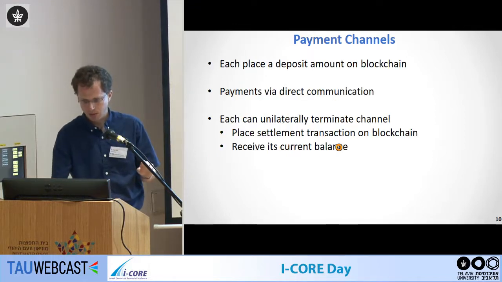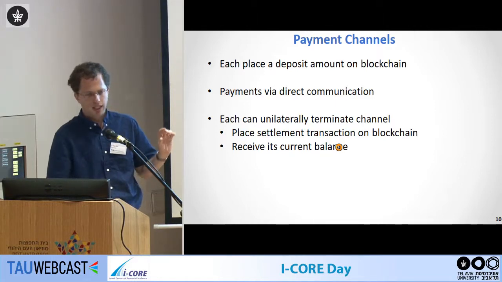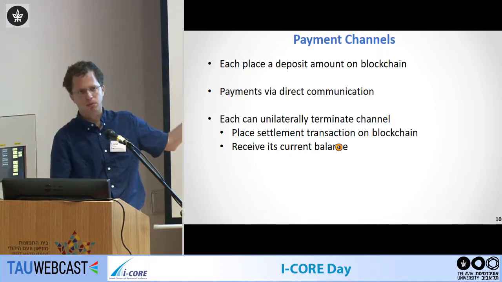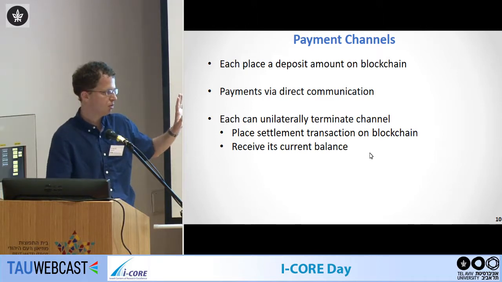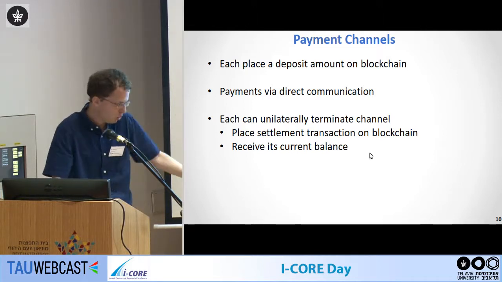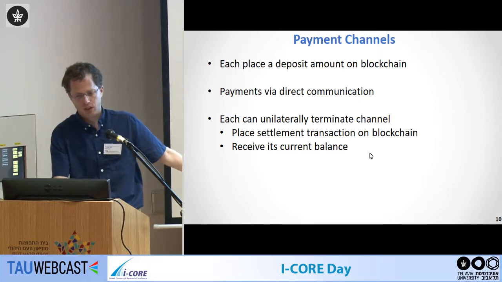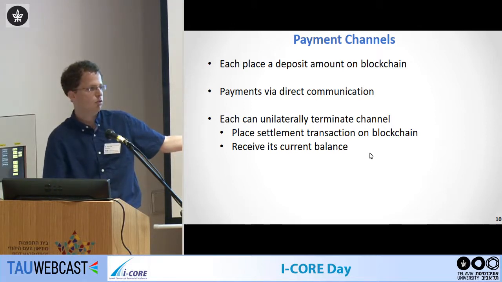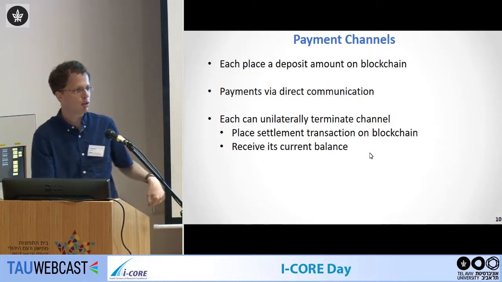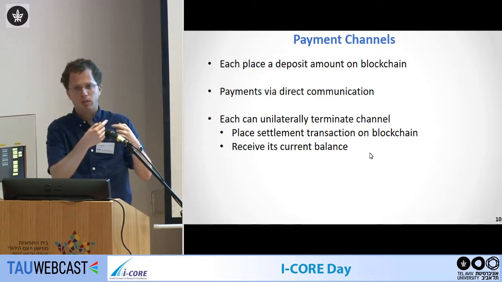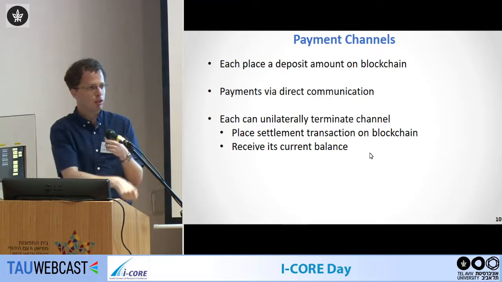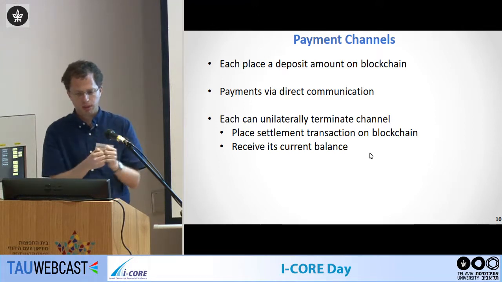So let's look at a simple example of how this works. The basic idea is that every party places a deposit on the blockchain, and this is used in case of someone trying to cheat. They lose the collateral they placed on the blockchain. Payments are made by direct communication, Alice, Bob. Nothing goes to the blockchain while they're doing the payments.